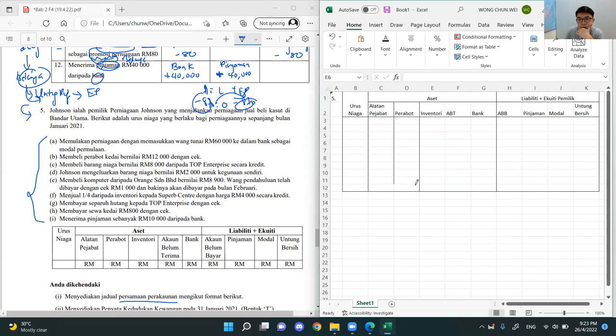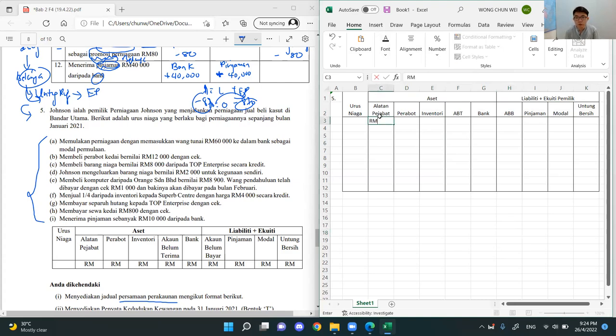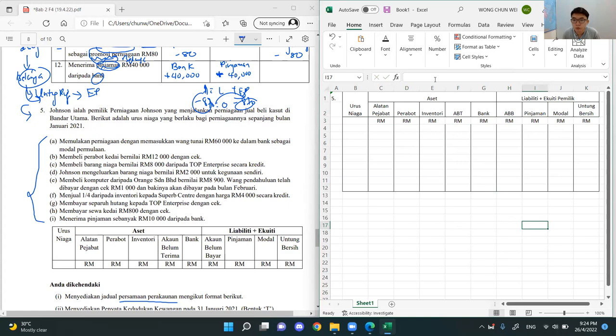Make sure it's neatly prepared for this table. Then the RM. Always remember, don't forget about your RM. All right. Are you guys done preparing the table? If yes, give me a done. This table, you don't have to close the line yet. You just leave it.